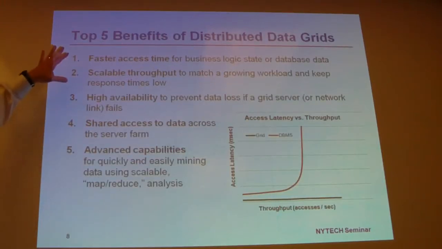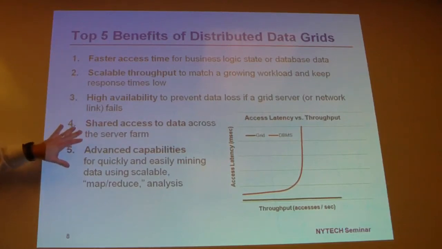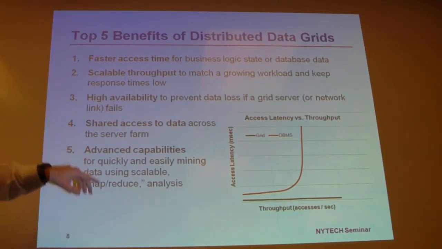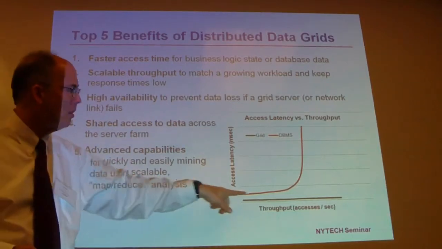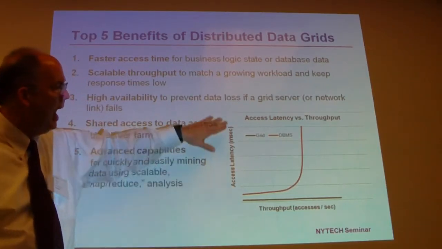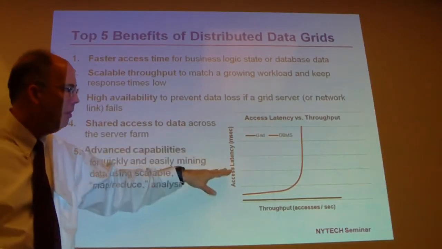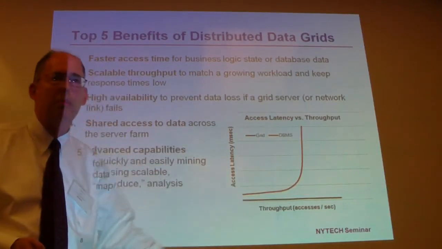So this is just to end the first section of this talk of what is a distributed data grid. This sort of captures the key values that you get from it. You get very fast access time, and you get this scalability, both in capacity and throughput. And the scalability is best seen here. This is a graph that shows you the latency, the access time, the time it takes to retrieve data or put data in the grid versus the throughput that the grid is providing.